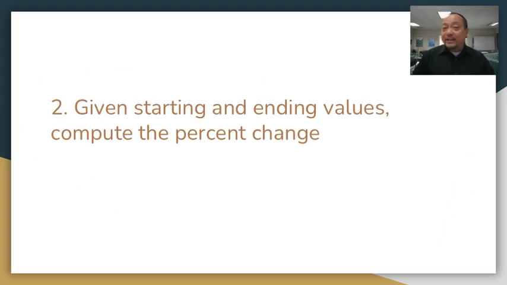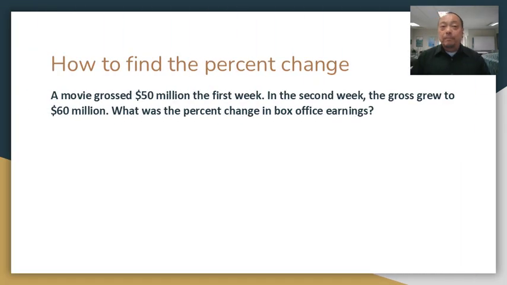Let's now do the second type of question, that is, given the starting and ending value, compute the percent change. Example, a movie grossed $50 million the first week. In the second week, the gross grew to $60 million. What was the percent change in box office earnings?